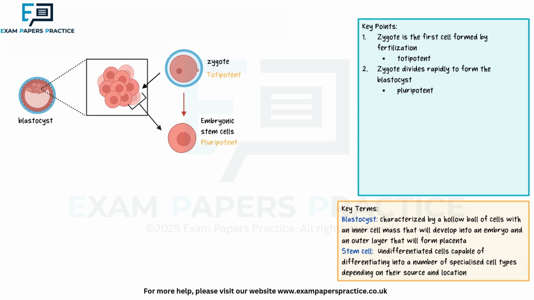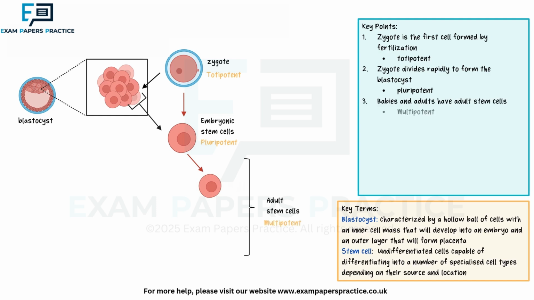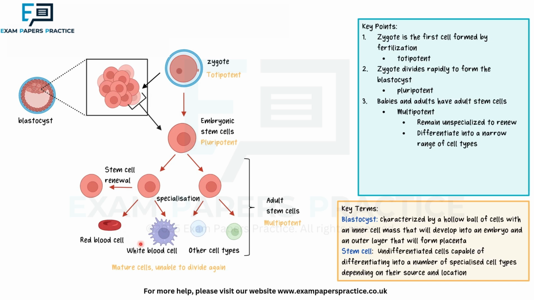As the embryo develops, its pluripotent stem cells differentiate into specialized tissue and lose their capacity to become any cell in the body. However, when a baby is born, and even as adults, the human body contains adult stem cells. Many of these stem cells are multipotent, meaning as they divide, they either remain unspecialized to renew the pool of multipotent stem cells, or some will differentiate into a narrow range of cell types. Some adult stem cells are unipotent, meaning they can remain undifferentiated to renew themselves, or they differentiate into only one cell type.